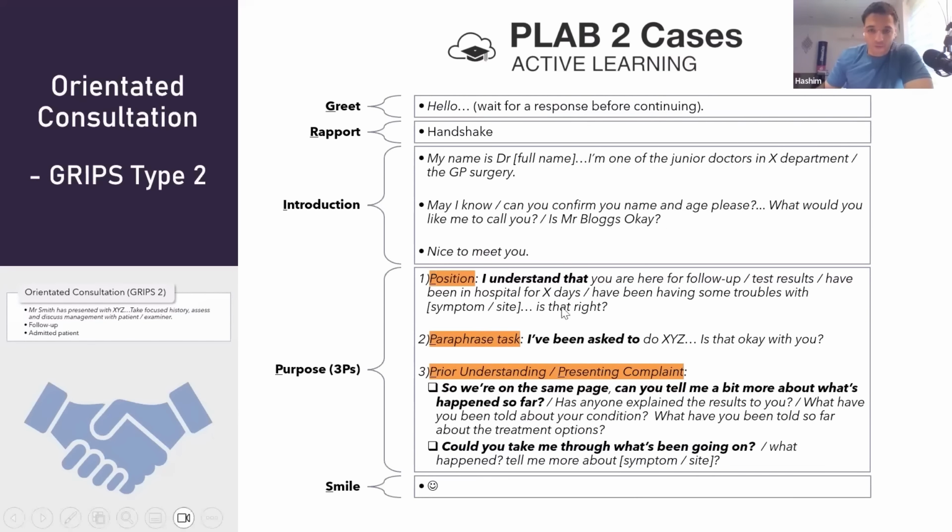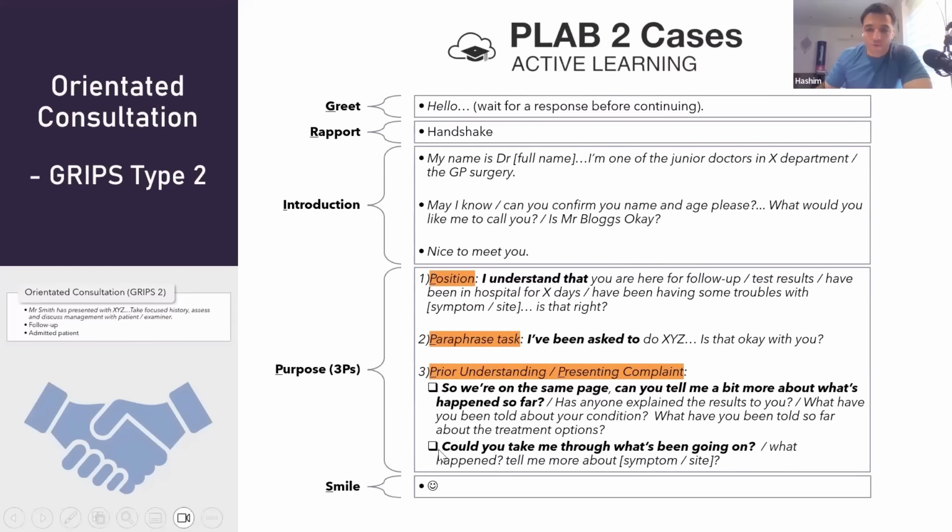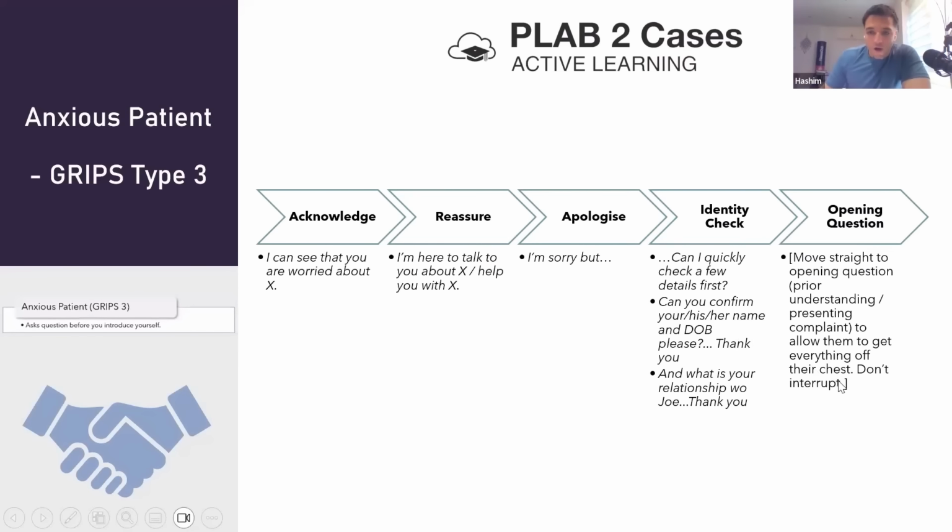Don't do all of this stuff here. I would move straight here because they're very anxious, and so we want to give them an opportunity to talk straight away. So I would fast track straight to the opening question here, so they can get everything off their chest, and then don't interrupt. The GPs call it the golden minute. Let them get everything off their chest, so they feel like you've understood them and you've given them a chance to talk, and then they're going to be much more patient to give you the information that you want.